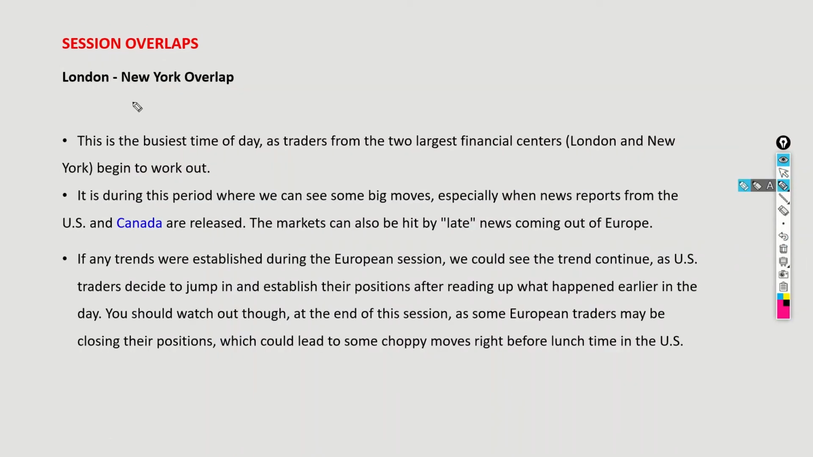So we want to look at the London, New York overlap. This is the busiest time of the day as traders from the two largest financial centers, London and New York, begin to work out. It's during this period where we can see some big moves, especially when news reports from US and Canada are released. Markets can also be hit by late news coming from Europe.